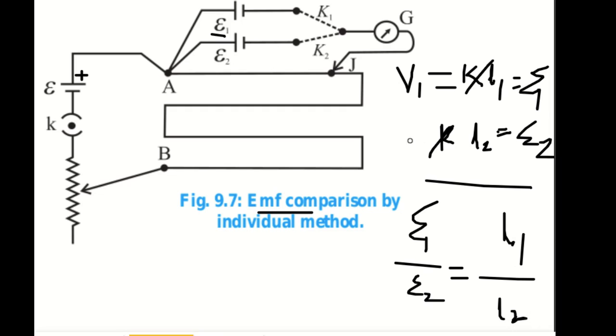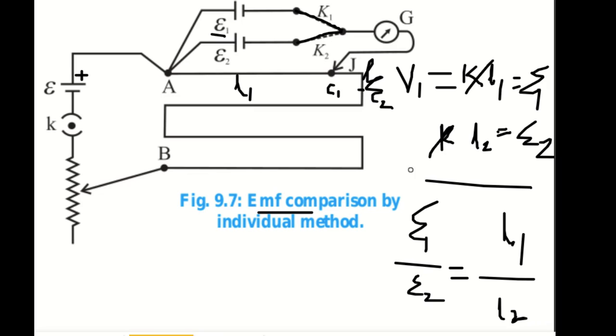Now what does this mean? If E1 gives the null deflection point, suppose this is point C1, then for the first case, I am attaching this cell, and I get the length L1 to reach the null point. Then the potential of E1 will be equal to K into L1, or proportional to L1. And for the second case, if I attach the other cell and suppose here is point C2, the length will be L2.